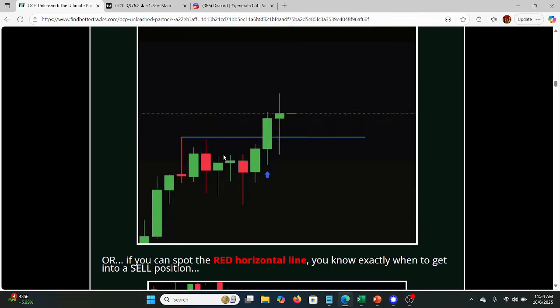Here's an example of the OCP indicator working. This candle on the left is the massive wick that you're looking for. The second candle is the close within the wick. And then you can see that precedes a big move to the upside once it breaks the level of the first wick right here. So this is a really good textbook example of the OCP indicator in action.